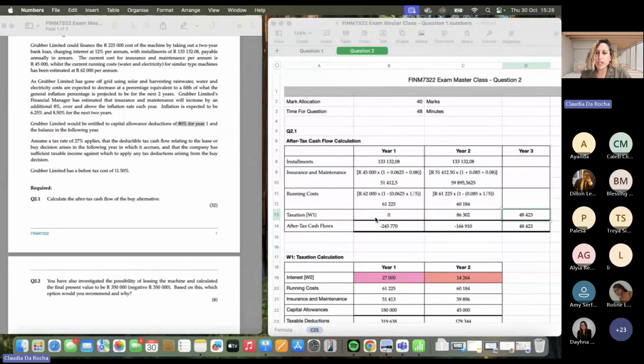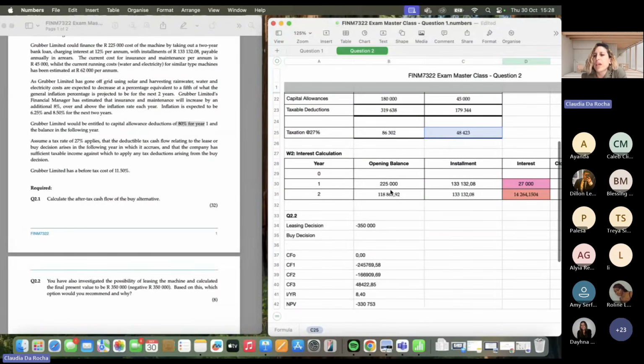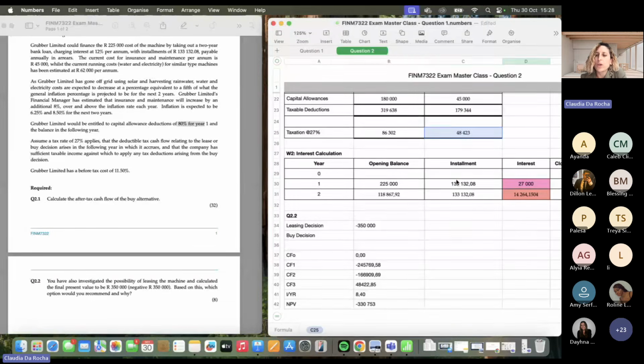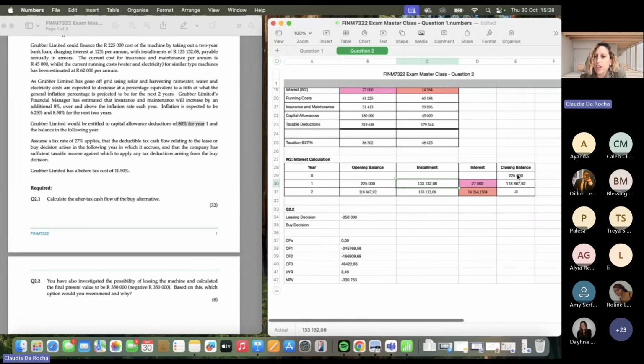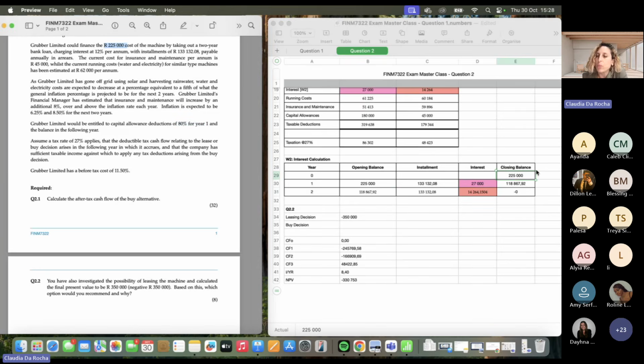Okay, so I've been asked to repeat the amortization table. So I'll go through it again. You basically take the balance of the amount that you're going to get funding for, which is the 225. That will then be the opening balance of the first year. This is the installment. This is the amount they said you're paying, so that is straight from the question. They have to give you that.